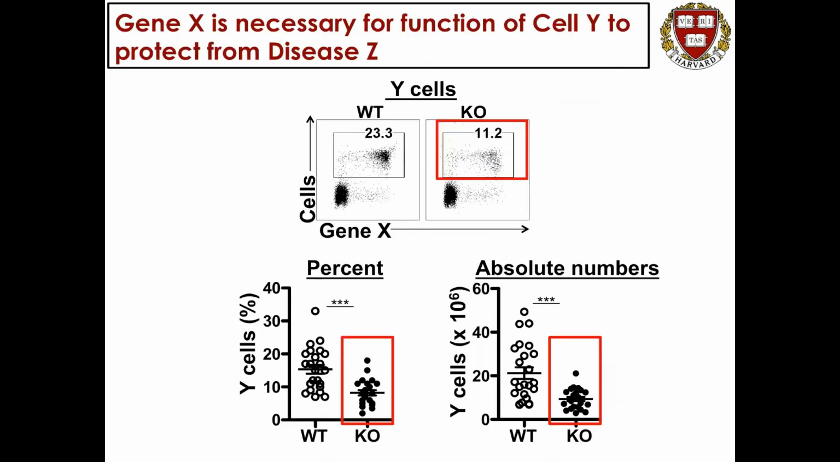This is a much better slide. There's less information, which makes it much easier for the audience to grasp the information. Everything is labeled clearly and is large enough in big and bold font and is easy to read. Key data are highlighted with red boxes to bring attention to those pieces of information. Finally, the title, Gene X is necessary for function of cell Y to protect from disease Z, conveys a meaningful message, conclusion, and take-home message of all the data shown on the slide.